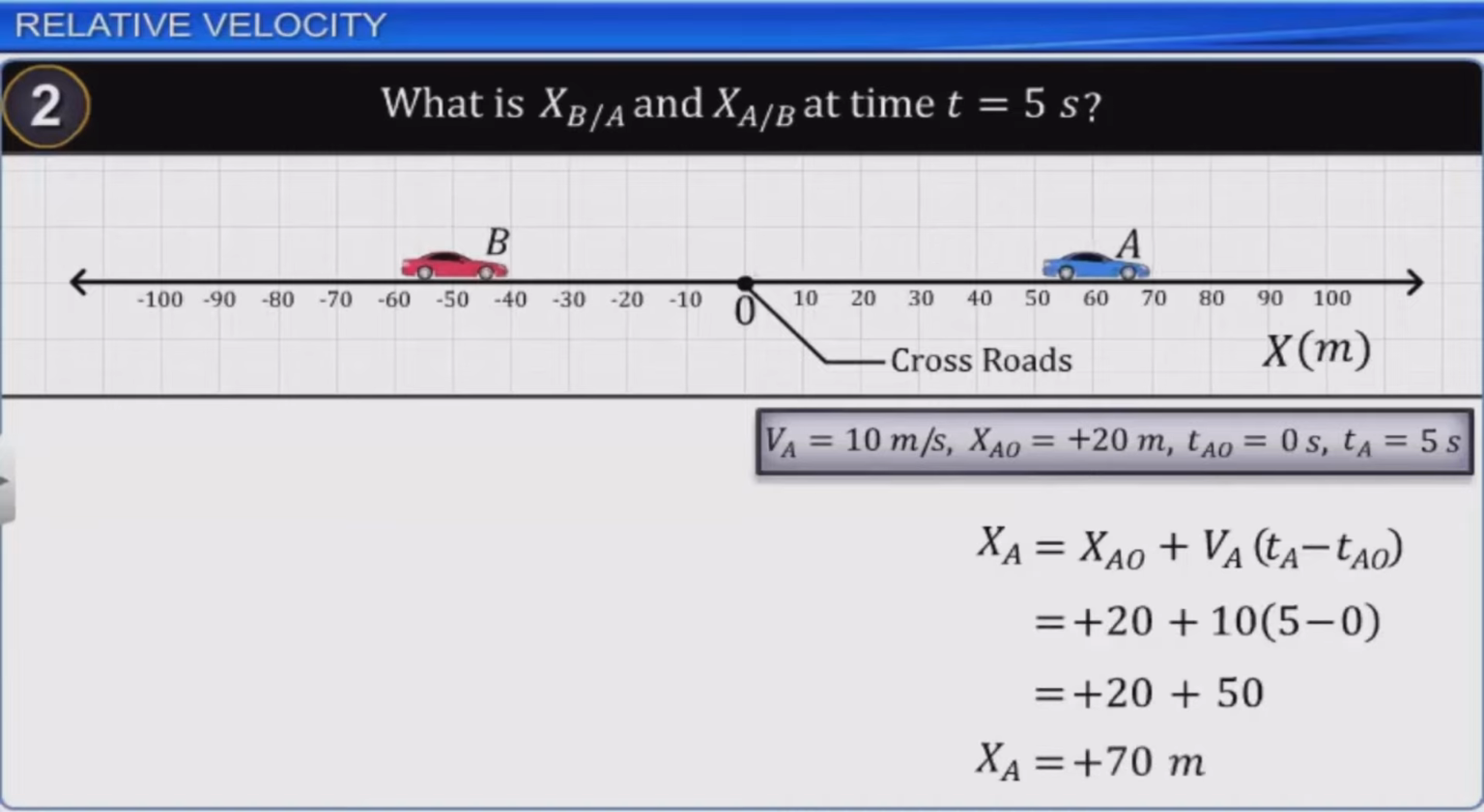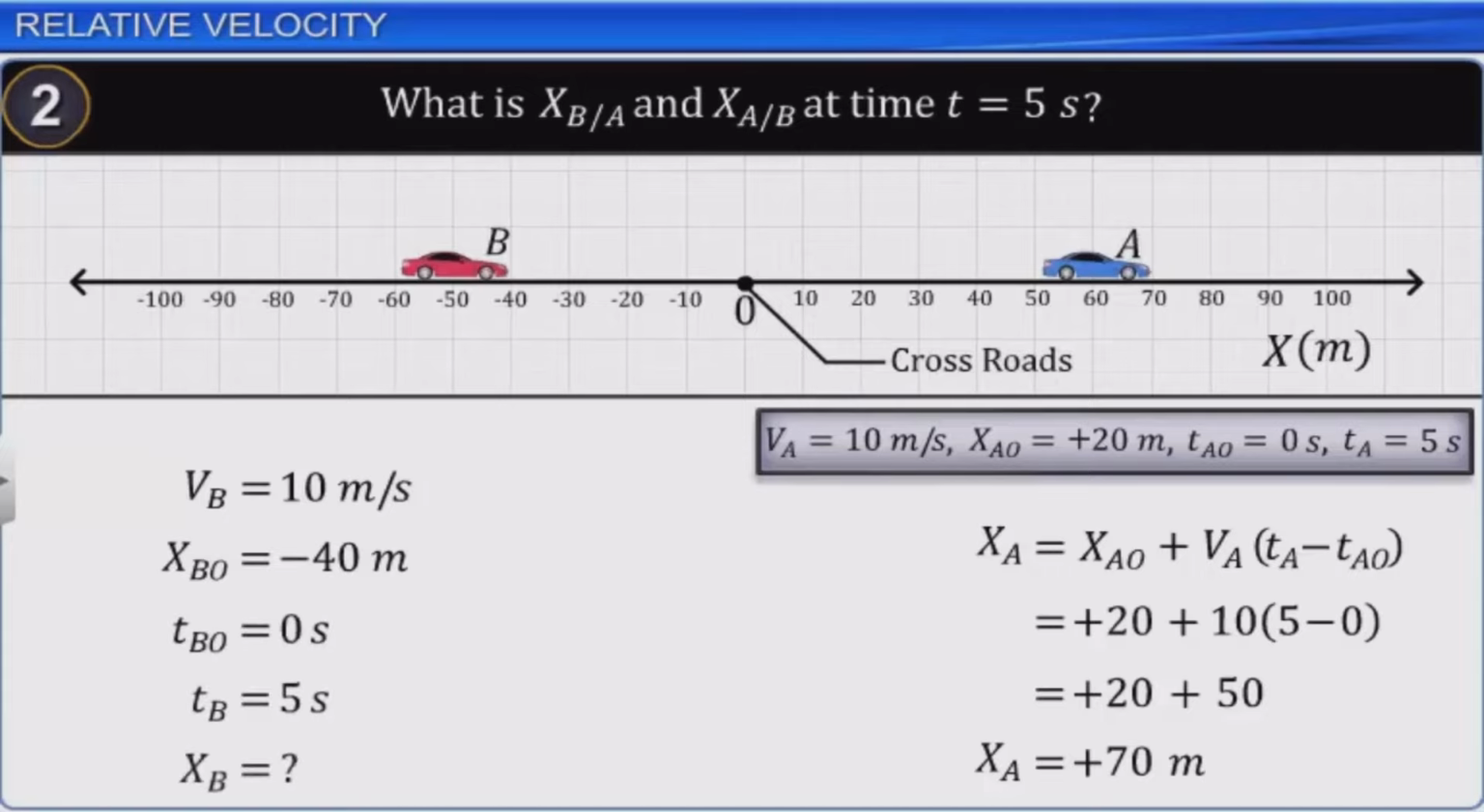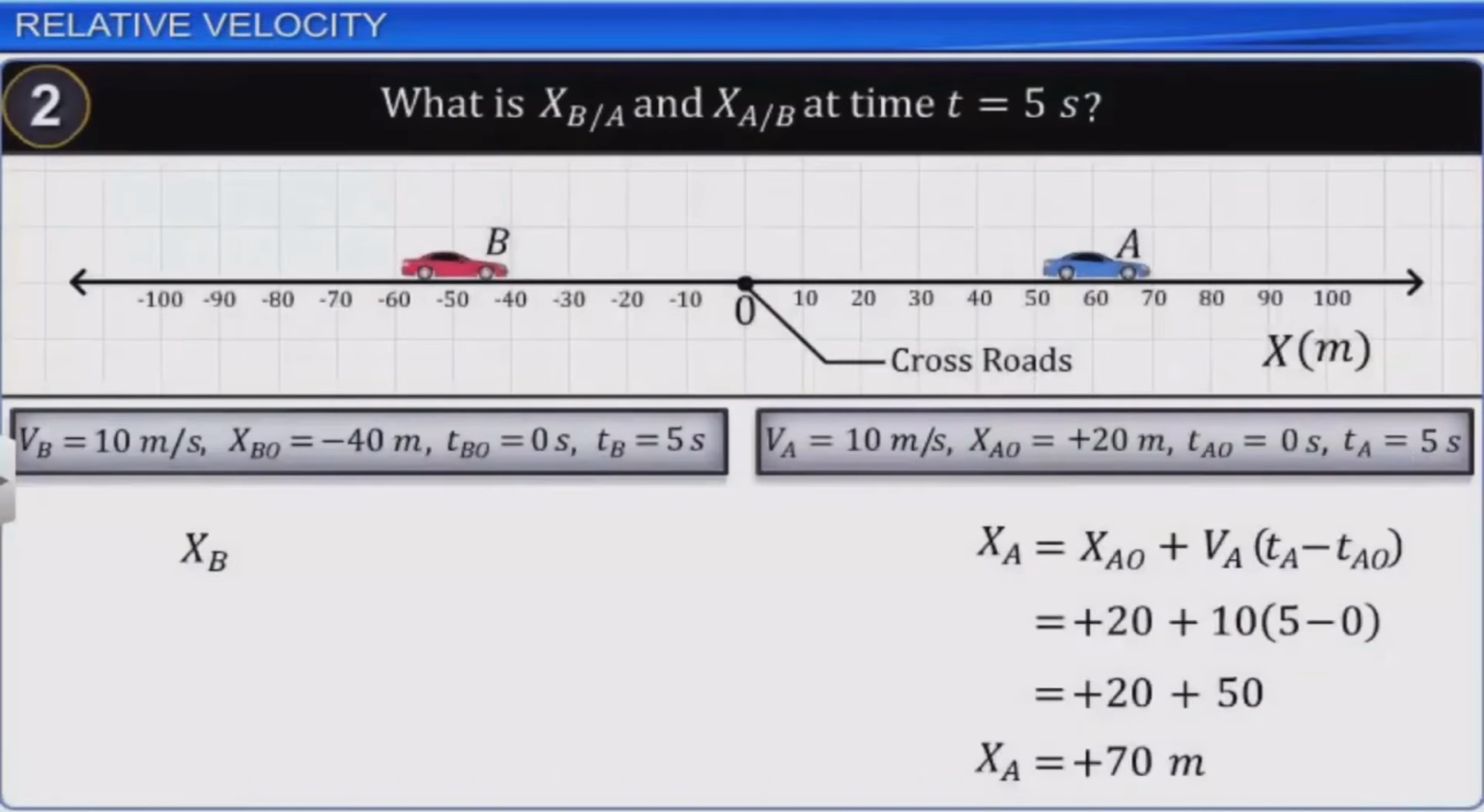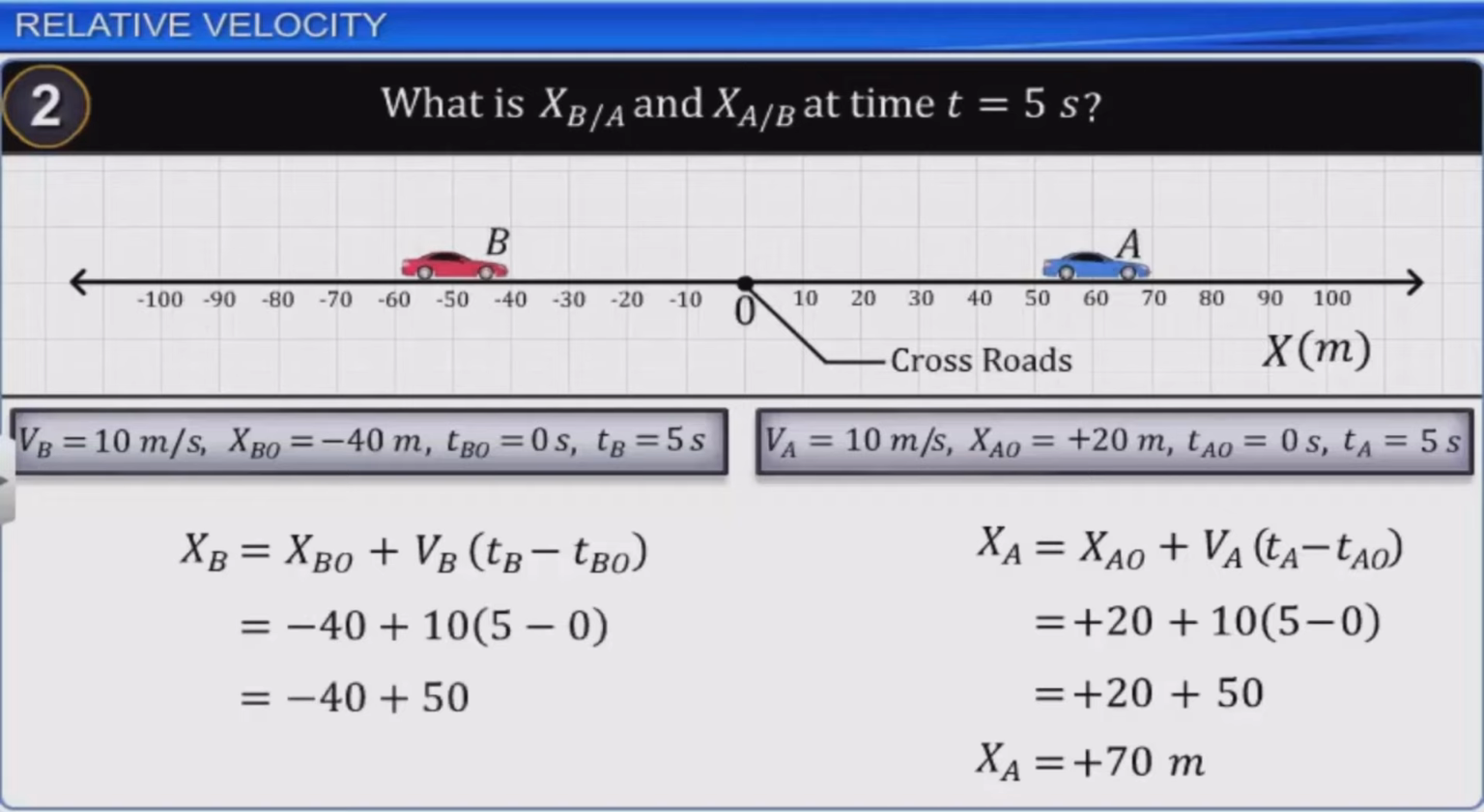Calculating for x_B, here v_B is equal to 10 meters per second. x_B0 is equal to minus 40 meter. t_B0 is 0 second, and t_B is equal to 5 second. x_B is equal to x_B0 plus v_B into t_B minus t_B0. On substituting and simplifying, we get x_B equal to plus 10 meter.